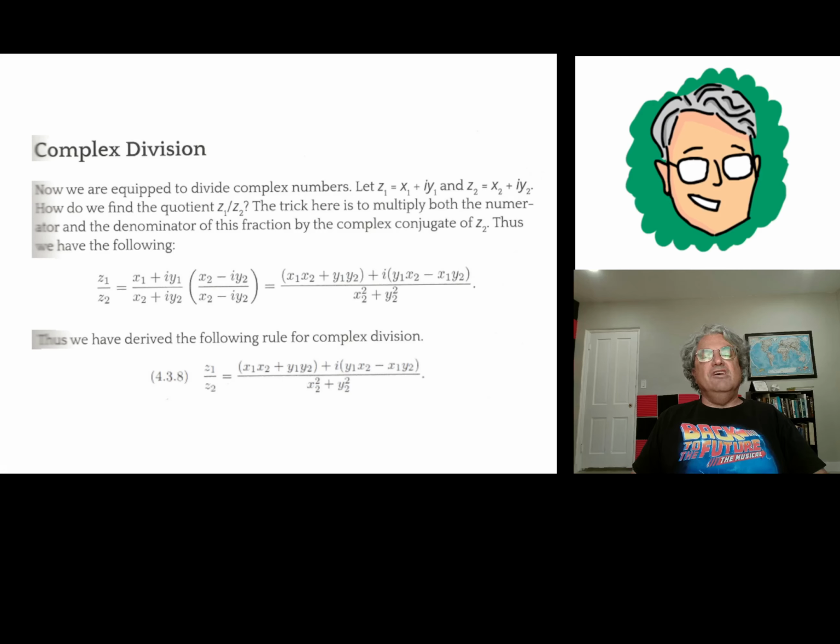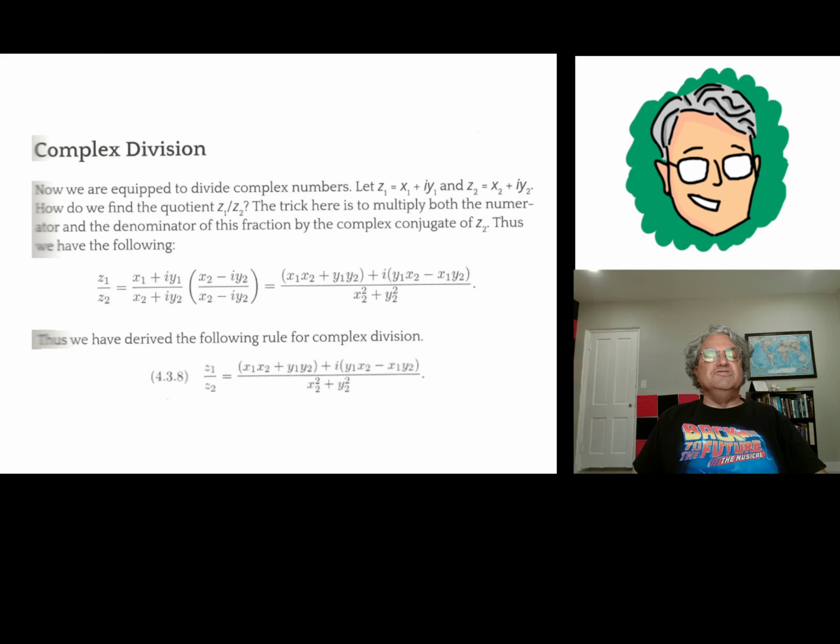So what you're going to get when you do this multiplication, x2 plus iy2 times x2 minus iy2, and you can check it yourself by actually doing the arithmetic if you want. You can use FOIL again. What you'll find is the imaginary part cancels and you're just left with x2 squared plus y2 squared, which is really just the norm of z2, or if you like, the square of the absolute value of z2. So that's what you get in the denominator. This is a useful formula.